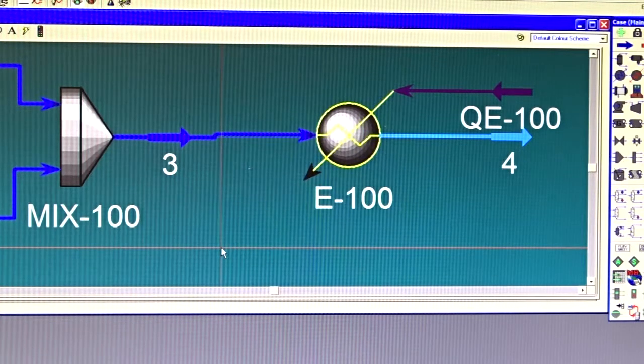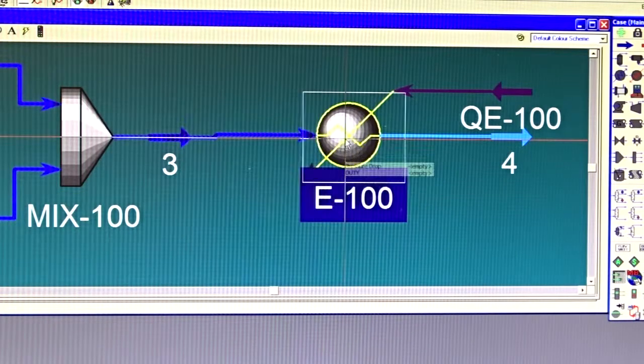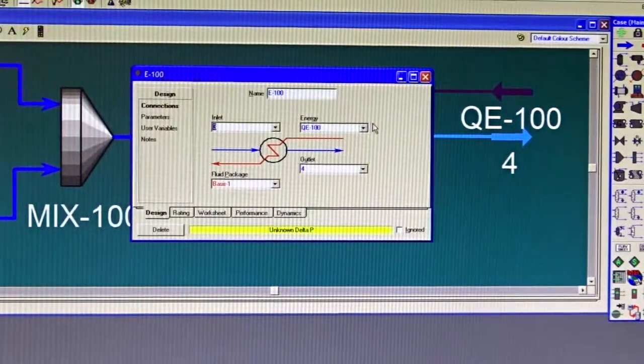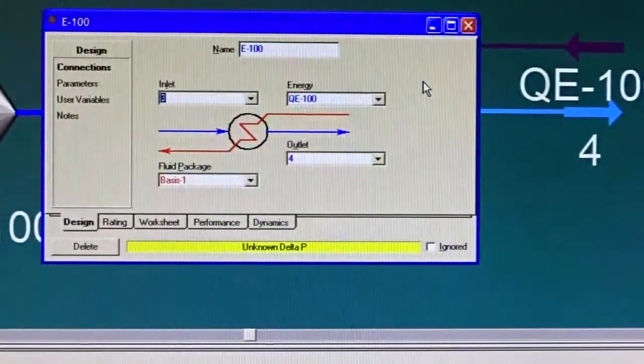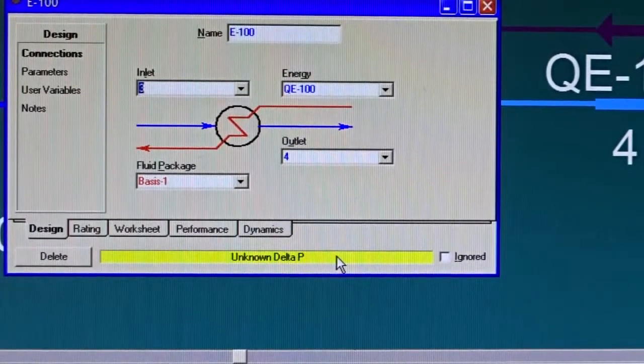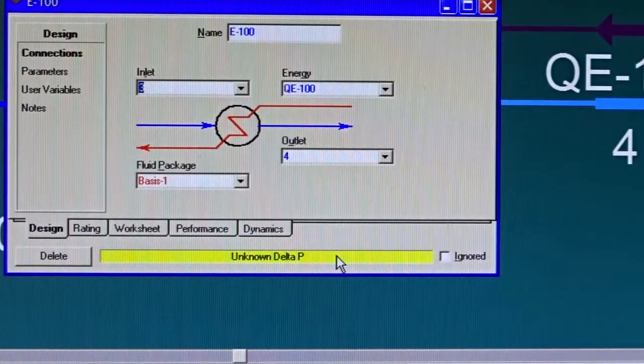What do we need to supply for a heat exchanger or a heater? Let us click and look at the traffic sign for HYSYS and follow the traffic sign. What does it tell us? Unknown delta P. What is delta P? Delta P is the pressure drop across the heater, which means what? The difference between the outlet or discharge pressure of the outlet stream and the inlet stream.